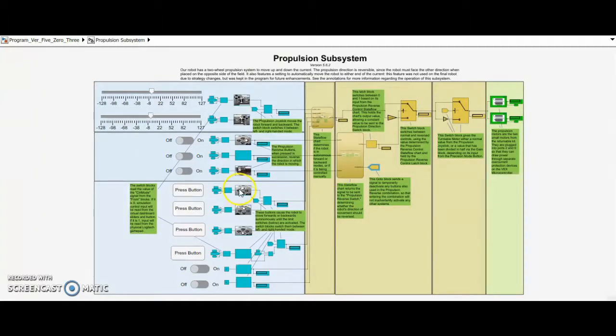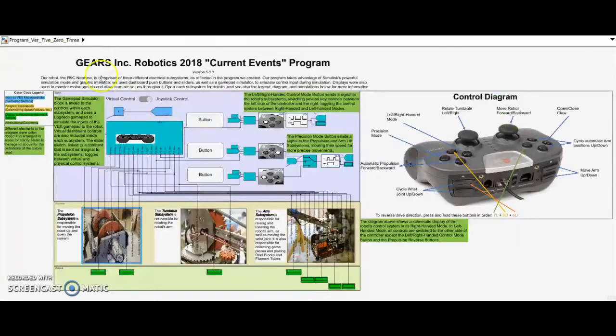The subsystem also includes a pair of buttons that cause the robot to move forward or backward autonomously until a limit switch is activated. This feature was tested in simulation to verify that the idea would work. Due to changes to our strategy, it was not used in our final robot, but it was kept in the Simulink model for future improvements.